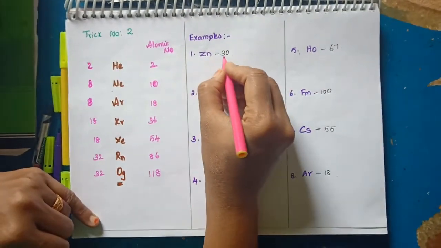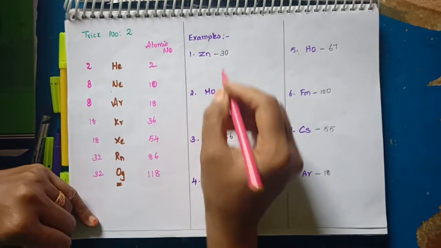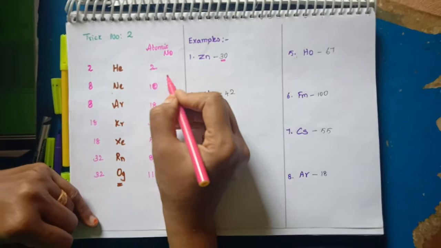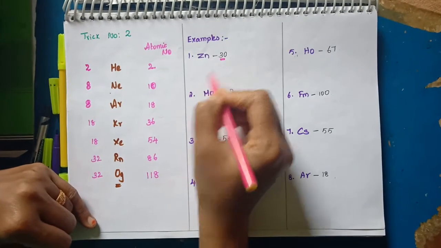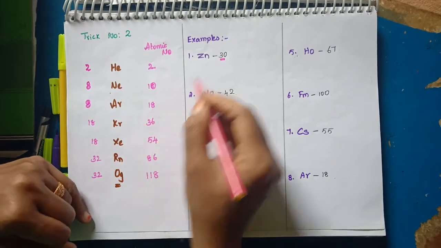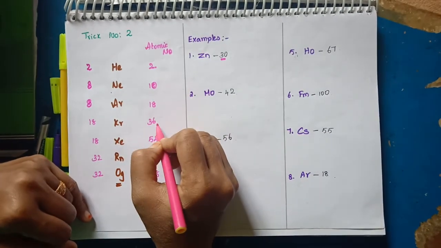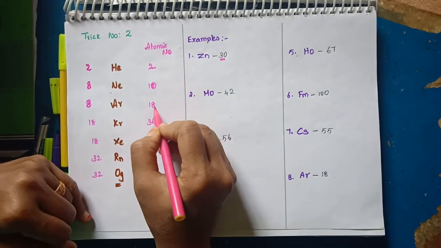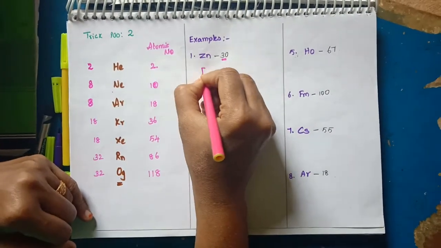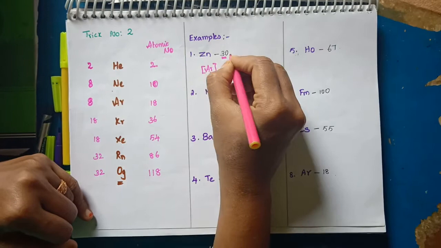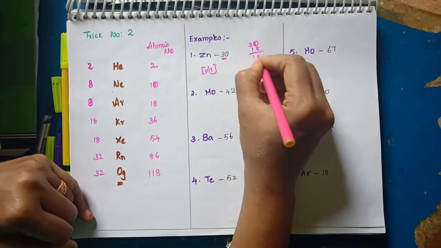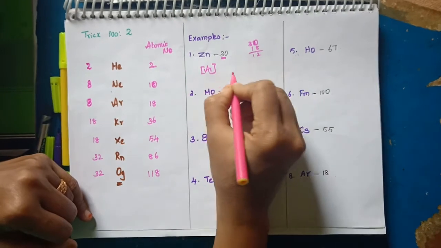The first one is zinc. What is the atomic number of zinc? It is 30. You just see what the nearest noble gas configuration is, where it comes in between two noble gas elements. 30 is in between argon and krypton. So you write argon in the square bracket. Then 30 minus 18, how much is it? 12. So only 12 we have to write here.